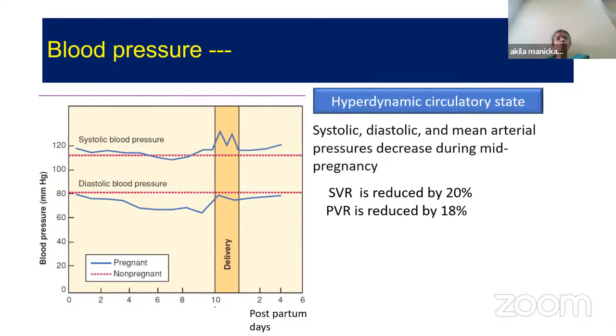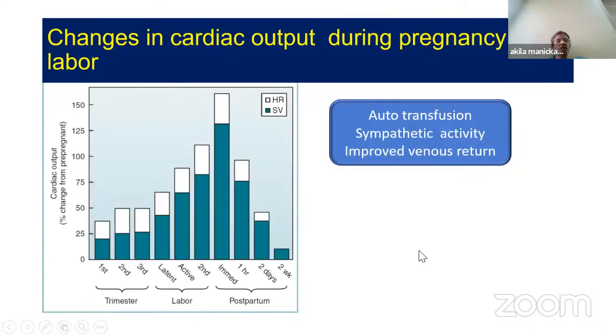And when you look at the type of circulatory state, pregnant patients are said to be in a hyperdynamic circulatory state, where the cardiac output is increased and also the systemic vascular resistance is decreased. That is often referred to as a hyperdynamic circulatory state.